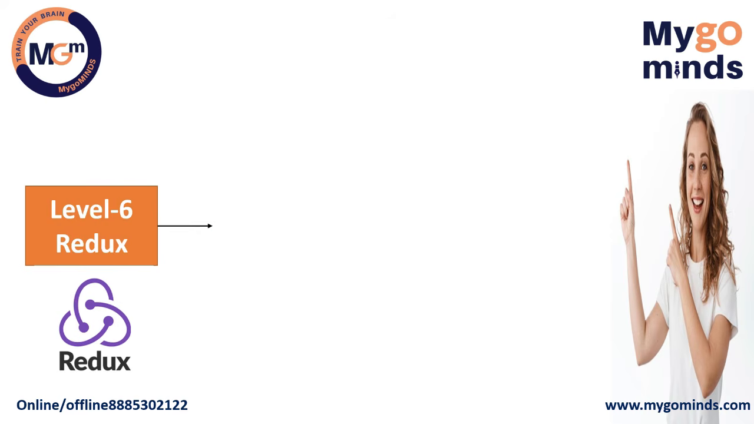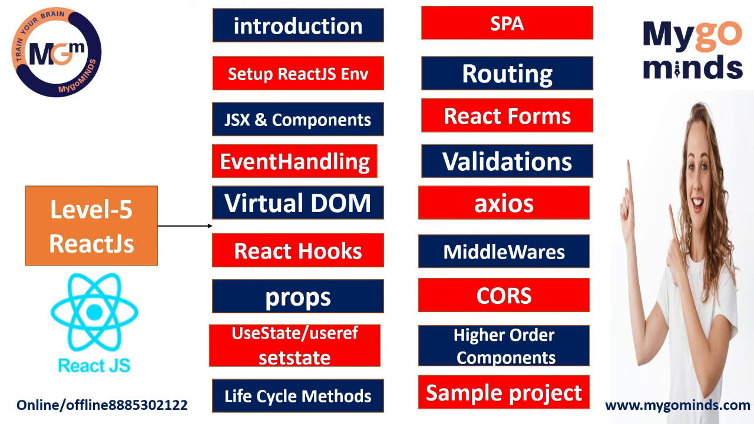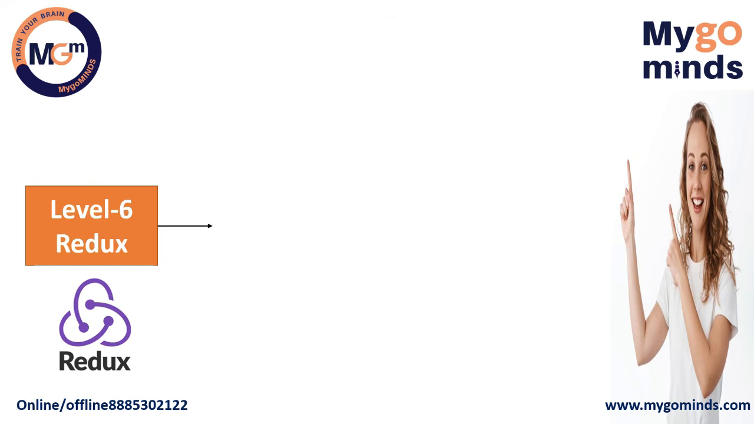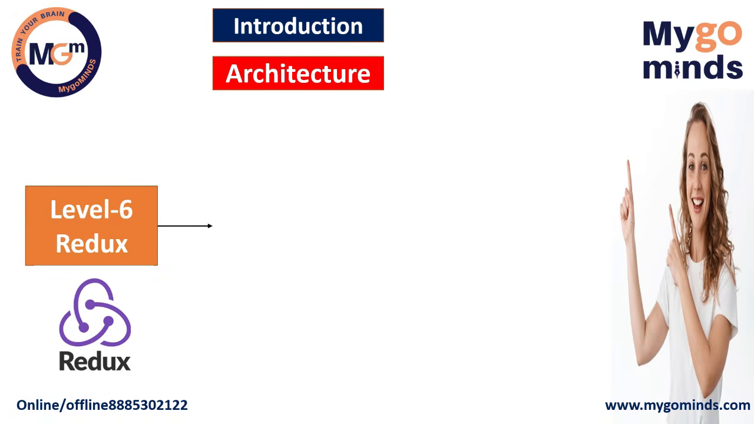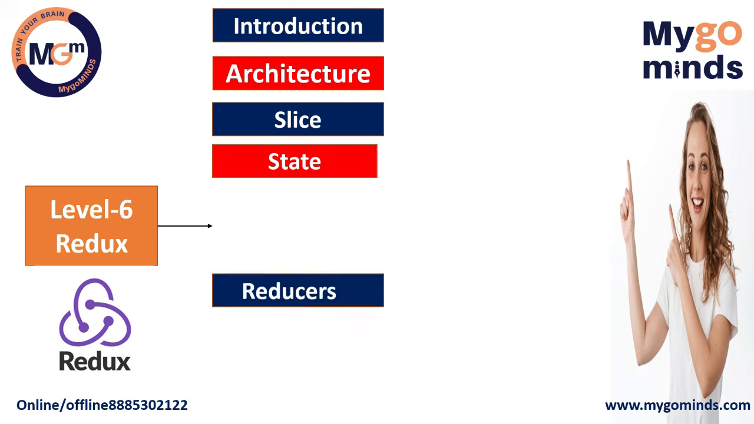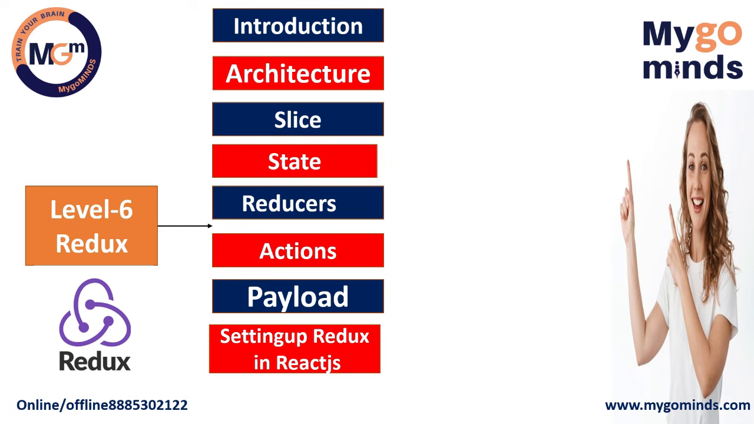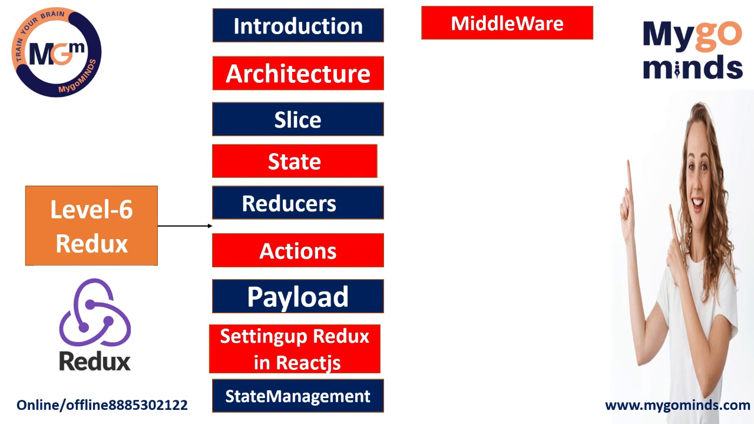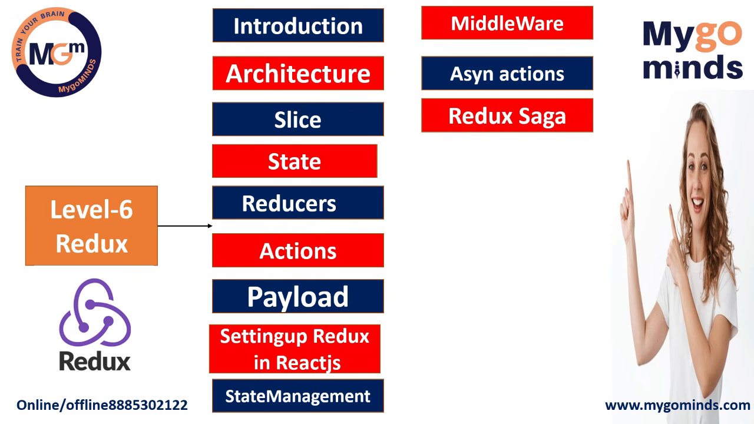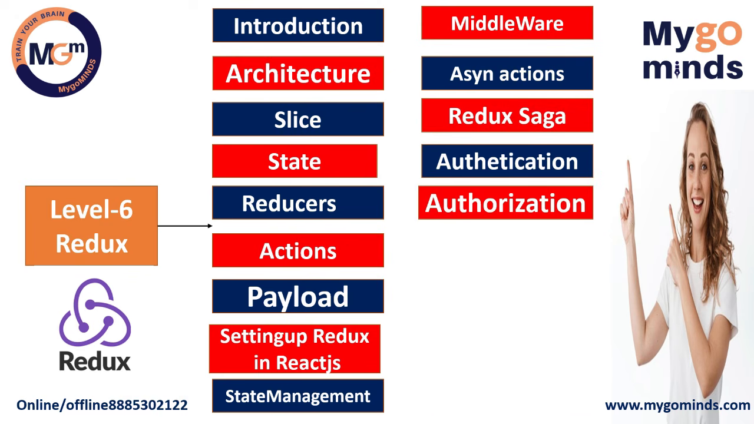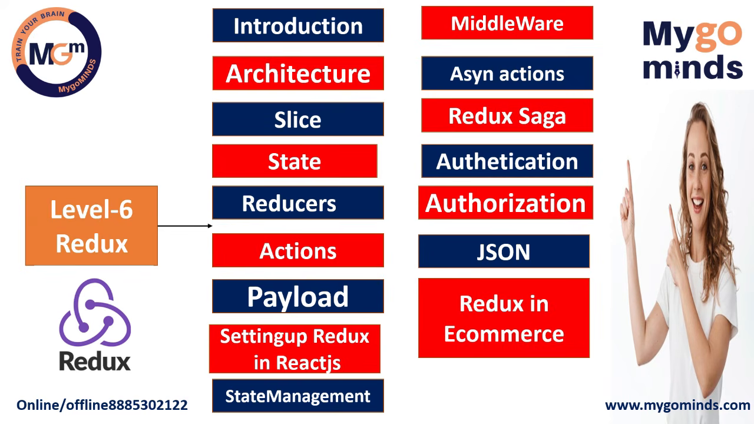Then we'll discuss Redux. ReactJS is used to develop single page applications. Redux is used to maintain the application state. Many people don't cover Redux at the time of learning ReactJS, but here MyGominds will give in-depth knowledge of Redux also. Introduction, architecture of Redux, what is a slice, what is state, how reducers work, actions, payload, setting up Redux in ReactJS, state management, middlewares, synchronous actions, Redux Saga, Thunk, authentication, authorization, JSON. We'll develop a simple e-commerce application project with Redux and ReactJS. These all we'll try to cover.